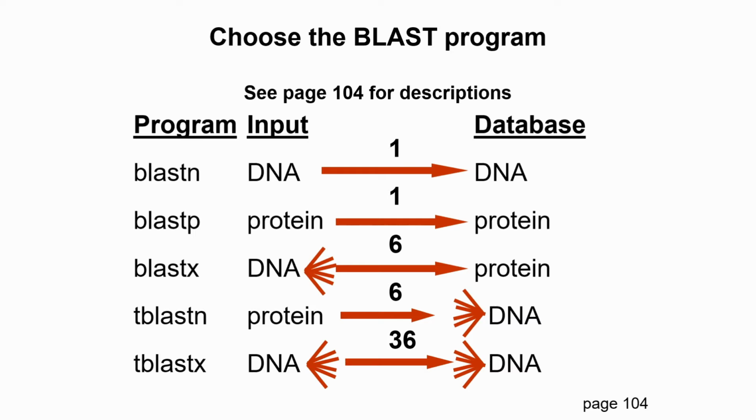And TBLASTN does the reverse, in that it takes DNA sequences in a database, translates those into proteins, and then compares those against the protein sequence that you enter in as your query. Lastly is TBLASTX, which is the most computationally intensive blast algorithm, and it translates DNA from both a query and a database into 6 potential proteins, and then performs 36 protein-protein database searches.